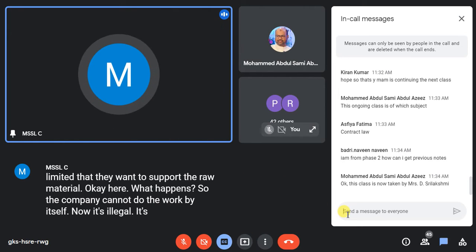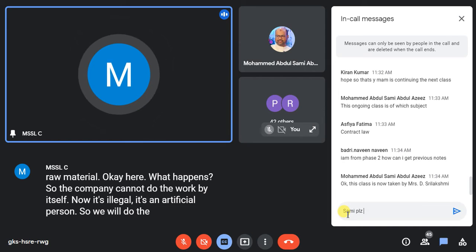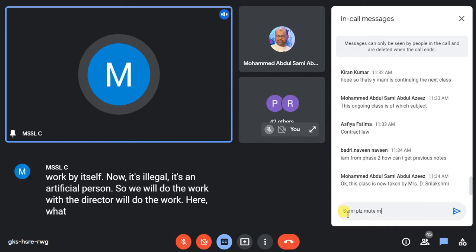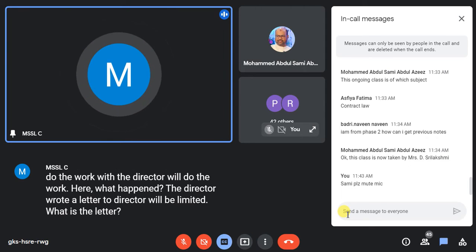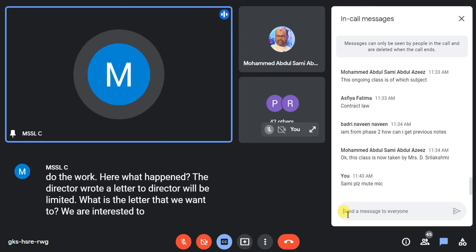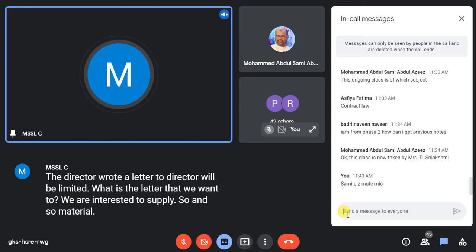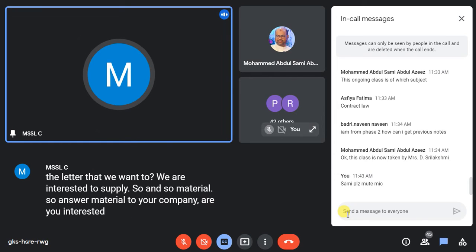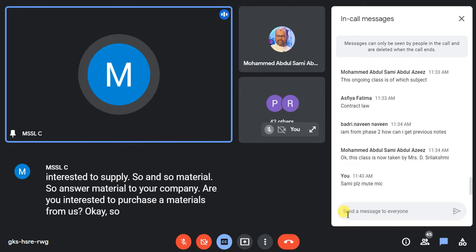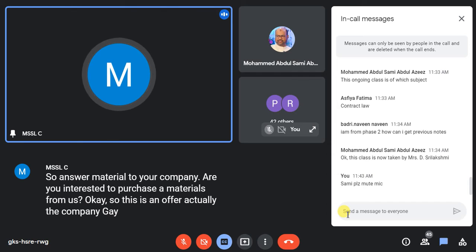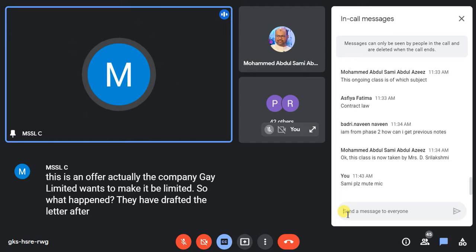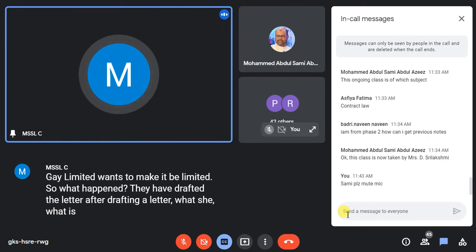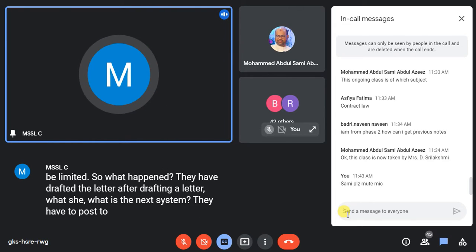Okay, here the company cannot do the work by itself now. It's an artificial person. So who will do the work? The director will do the work. The director wrote a letter to the director of B Limited, saying that we are interested to supply so and so material to your company. Are you interested to purchase the material from us? So this is an offer. They have drafted the letter. After drafting the letter, what is the next step? They have to post that letter to the director of B Limited.